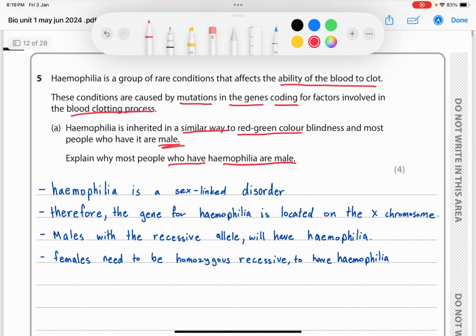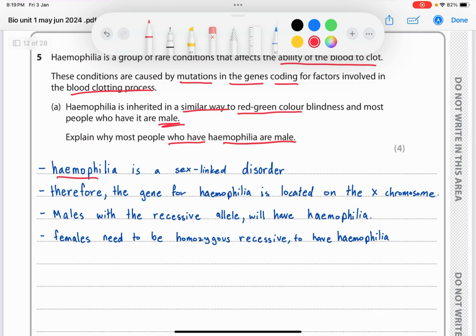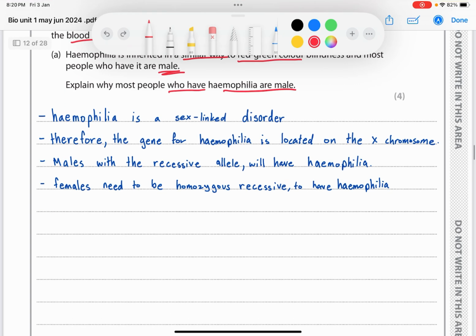When you're reading a question, it's important that you read the question properly, slowly, you understand it and you underline the important parts. So, hemophilia is a sex-linked disorder. Therefore, the gene for hemophilia is located on the X chromosome. Males with the recessive allele will have hemophilia. However, females need to be homozygous recessive in order to have hemophilia.